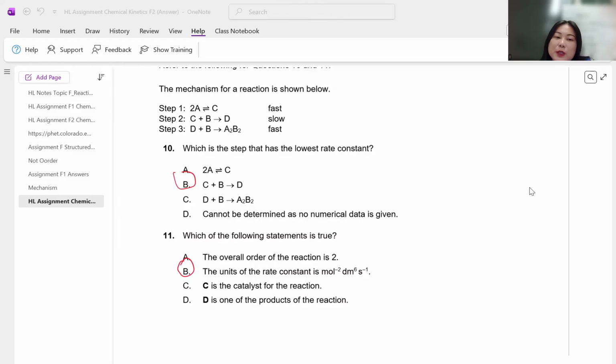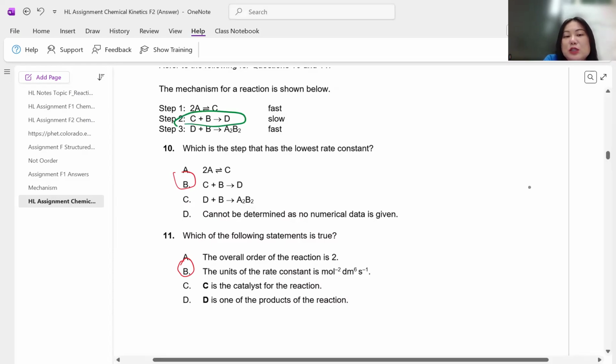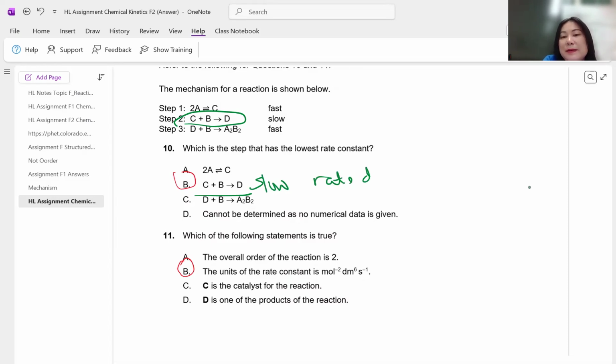Okay, next we will look at question 10 and 11, which is the step that's a lowest rate constant. Now, the lowest rate constant should be the slowest step in a way, right? That's why it was slow. So based on the equation, fast, slow, fast. So we choose the one that matches the slow step. We call the slow step the rate determining step.